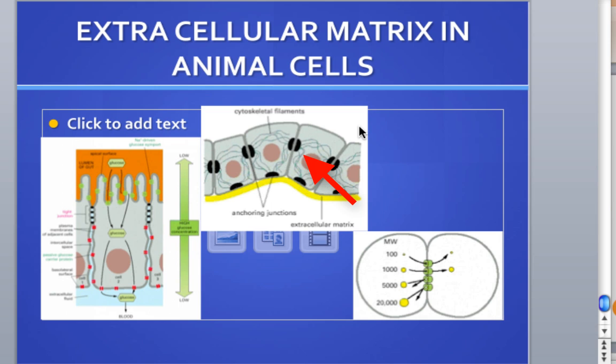Anchoring junctions attach cells together and to the extracellular matrix. They basically rivet cells together with cytoskeletal fibers. Communicating junctions are channels that allow water and small molecules to pass from cell to cell. They are common in embryos where chemical communication between cells is essential for development.